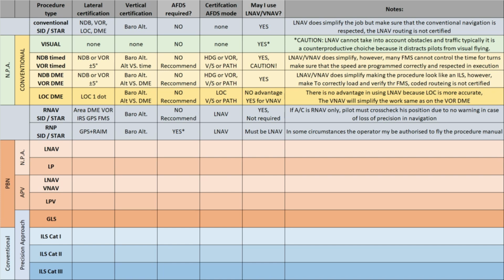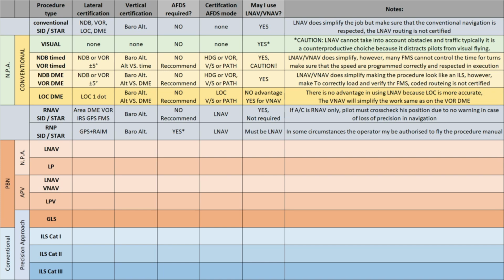Now we have to talk about the SID and STAR, which are RNAV and RNP. We are getting into the PBN area. As we see, these RNAV and RNP STARs are very similar. We're talking of area navigation systems. The only difference among the two is that if you have an RNAV SID, you should tune in a navigation aid to verify the correct position of your RNAV navigation system.